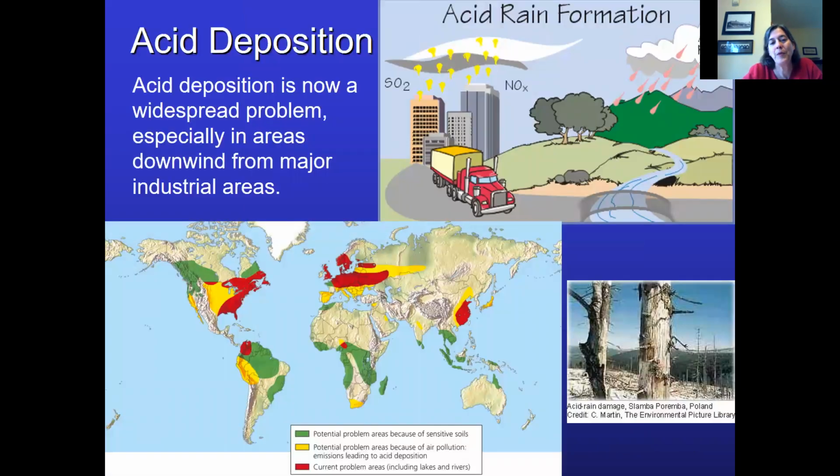So it's a widespread problem, but again, you're going to find it in areas where you get lots of transportation and, in particular, lots of industry. So anywhere you're downwind of industrial areas, you are going to potentially get that acid deposition, if your industrial areas are using things like the steel industry, which uses a lot of coal plants, etc.